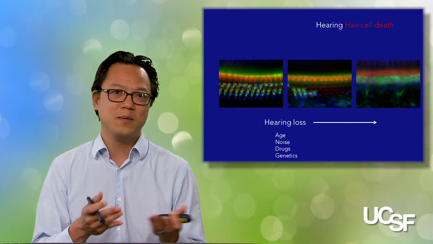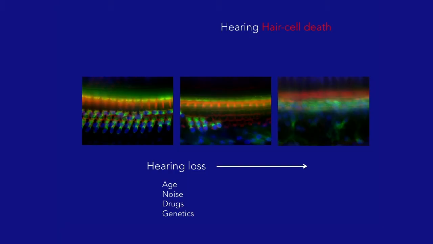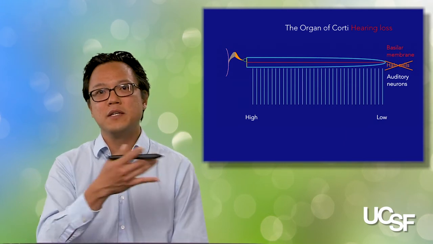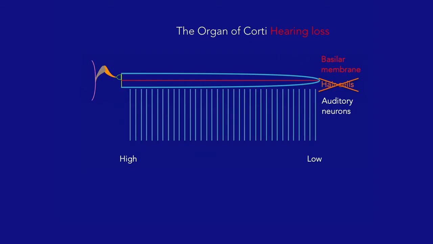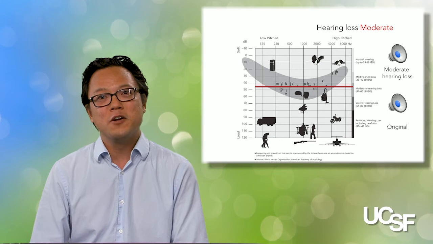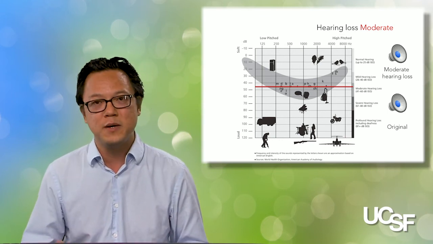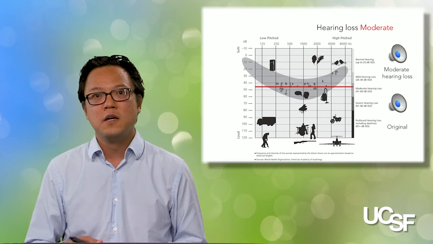And this can happen, as I mentioned, due to age, due to loud noise exposure, but also to many drugs and due to many genetic causes. And when the hair cells die, even though sound is able to get into the cochlea, it is unable to transduce that sound and stimulate auditory nerves. In a mild or moderate hearing loss, you're still able to hear, but you have to work a lot harder to hear, especially in noisy environments.